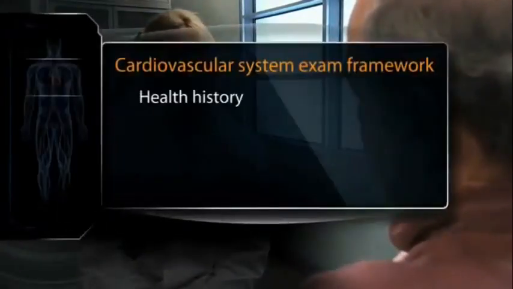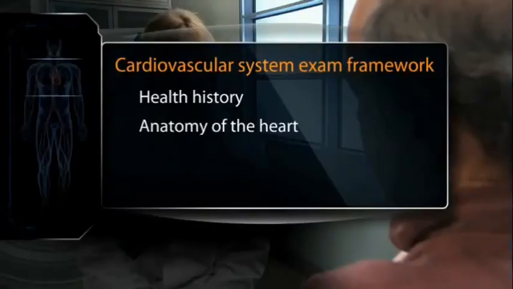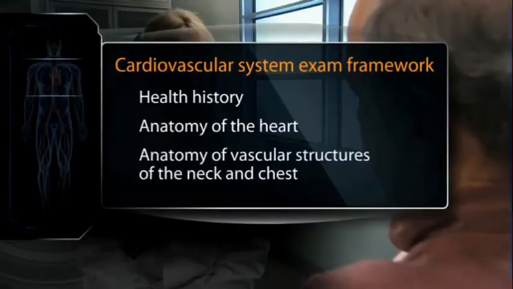For a skilled clinical assessment, you must place your examination of the heart and great vessels in the context of the patient's health history. You must also understand the anatomy of the heart and vascular structures of the neck and chest. Finally, you must be able to accurately describe your findings.